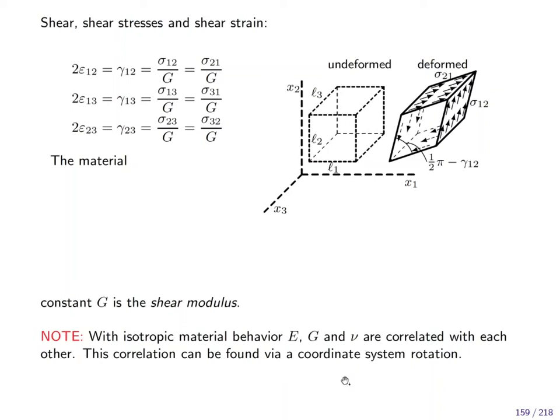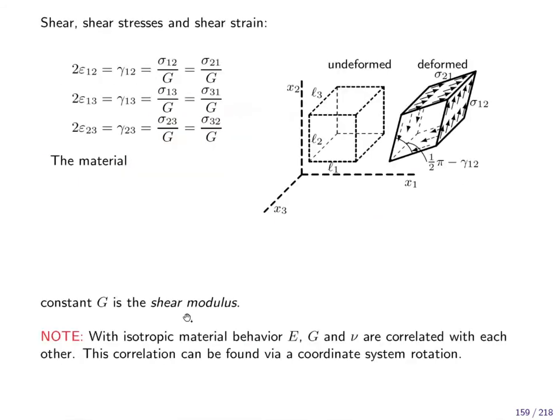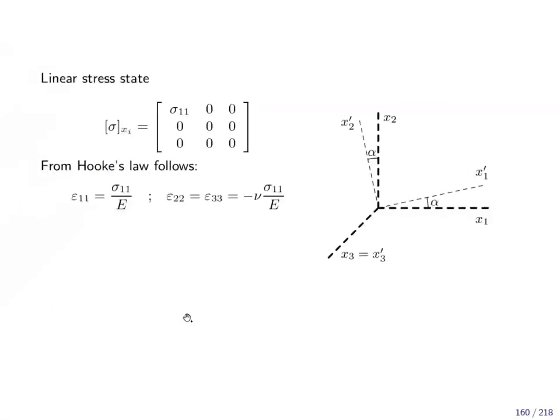Now, in an isotropic material, the Young modulus, the shear modulus, and the Poisson ratio are correlated with each other, and the correlation can be found via a coordinate system rotation, which is a little bit too much for today, but I will prove it mathematically, at least without showing you the rotation transformation in detail. Now, I make a short break to see whether there are questions and take a breath. The goal was to find the relation between E, G and nu in the isotropic elastic material.